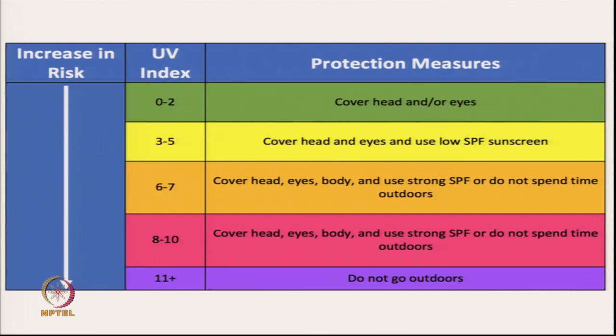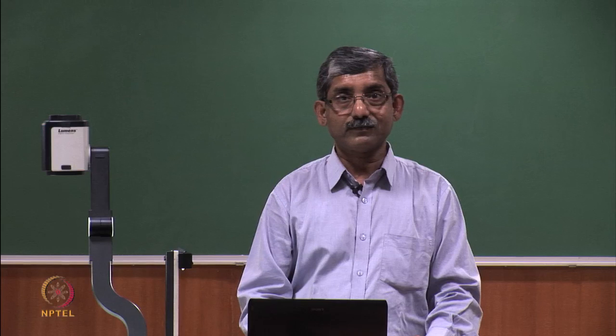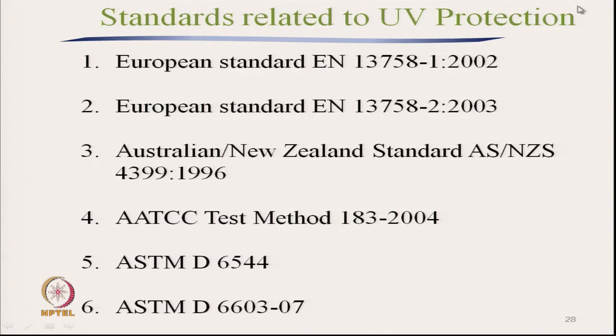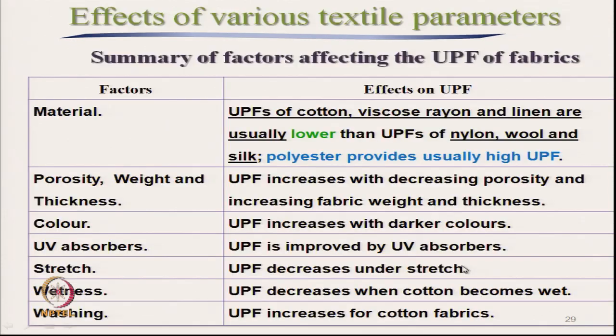Okay. So, we have different levels of protection measure for different UV index values. These are the standards related to UV protection: European standard, Australian and New Zealand standard, AATCC test method for UV UPF test, ASTM test methods. Now, we will discuss the effects of various textile parameters.